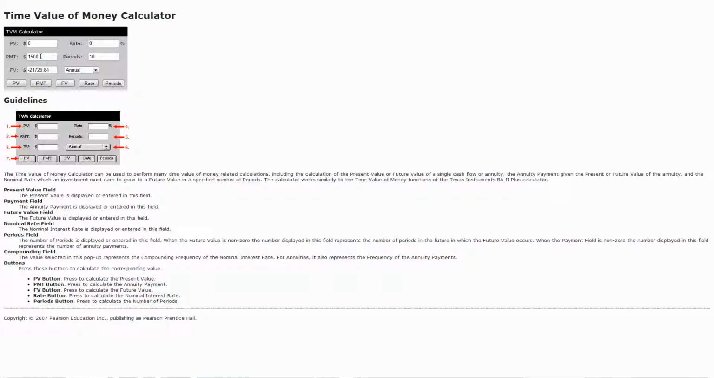So a quick check, if I saved $1,500 a year for 10 years, that would be $15,000. But I'm earning 8% in interest each year on the amount that I put in and on the previous balance. So it would grow to $21,730.